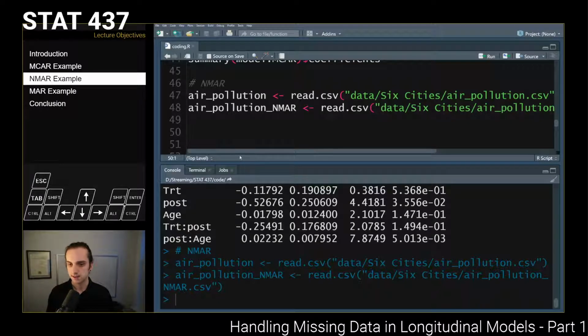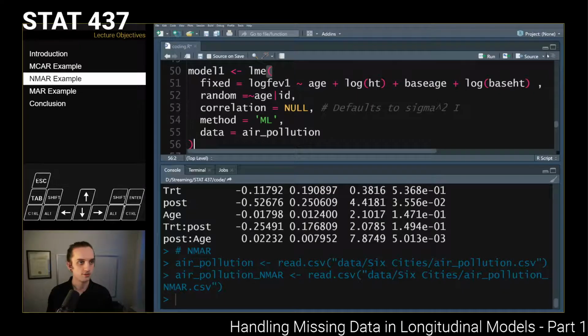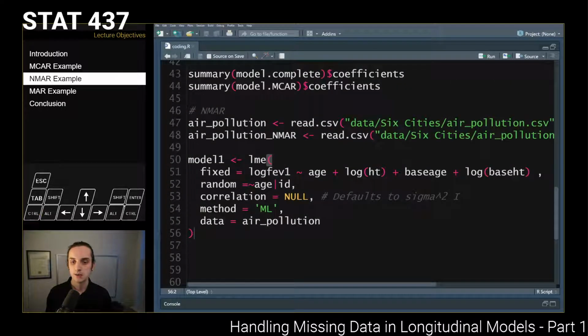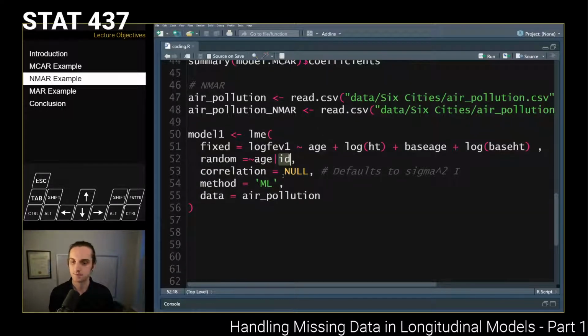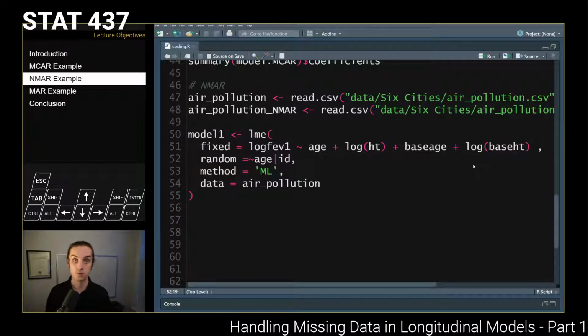But the model that we had originally fit, and I'll copy and paste that in here, we take this log FEV1, which is our outcome. We fit it using the age, the log of the height, the baseline age, and the log of the baseline height. We're going to take our random effects terms to be the age grouped by ID. We will specify the null correlation, which is sort of the default. I can actually just remove that. We don't need it. We'll use maximum likelihood, though of course you can use restricted maximum likelihood if you're more interested in those nuisance parameters. And we have this air pollution data set.